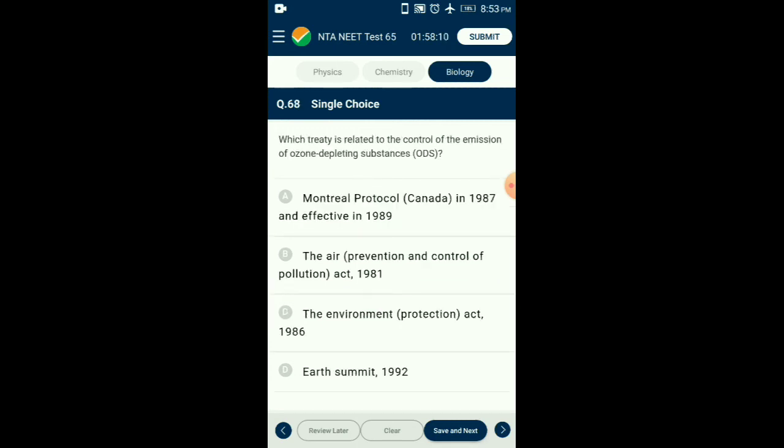Question number 68. Which treaty is related to the control of the emission of ozone depleting substances? Recognizing the deleterious effect of ozone depletion, an international treaty known as the Montreal Protocol was signed at Montreal, located in Canada, in the year 1987, effective in 1989 to control the emission of ozone depleting substances. So the answer for this question is option A, Montreal Protocol in 1987 and effective in 1989.